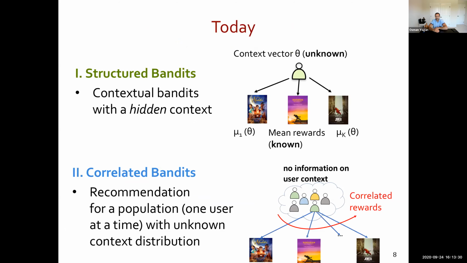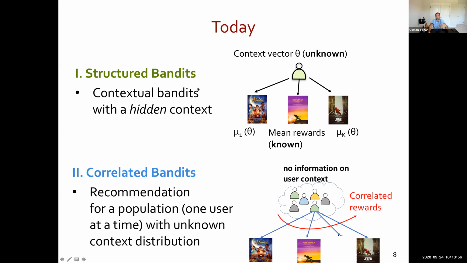Today, we will again be looking at two different variants of the classic bandit setting, and they will be using different motivations and actually different models. The first one I'll talk extensively about is called structured bandits. I'll talk about it in detail, of course, but this is quite similar to contextual bandits, except that what is known and what is not known have been swapped.